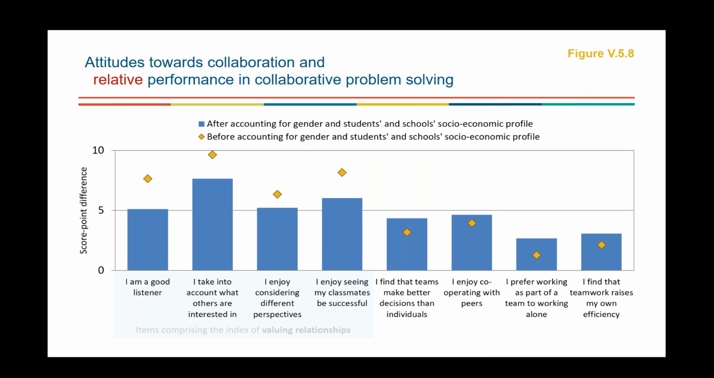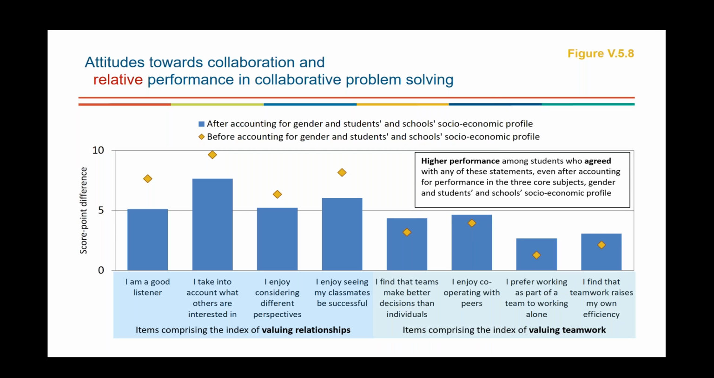Here you can see some interesting results. We could basically see that attitudes towards collaboration were often an important predictor of collaborative problem-solving skills relative to what we saw in math, science, and reading. For example, when students said, I'm a good listener, they tended to do better. When they said, I take into account what other students say, they were more likely to do better on the PISA assessment. So basically, positive attitudes towards collaboration also tend to be reflected in better relative collaborative problem-solving skills. And the differences are significant.